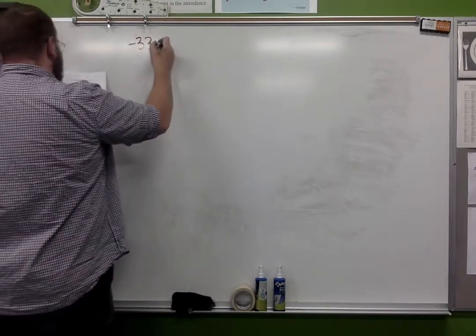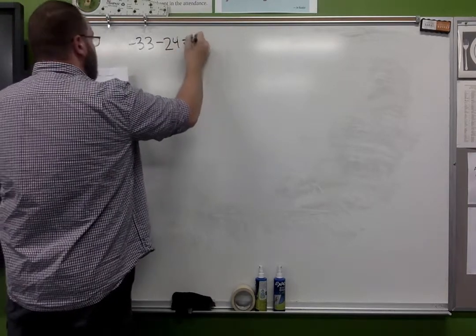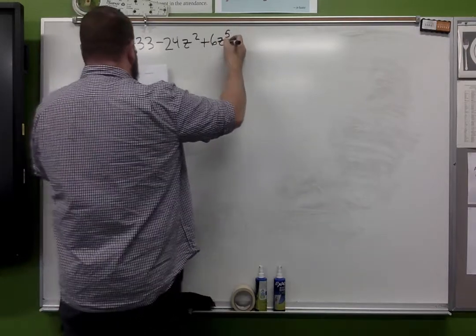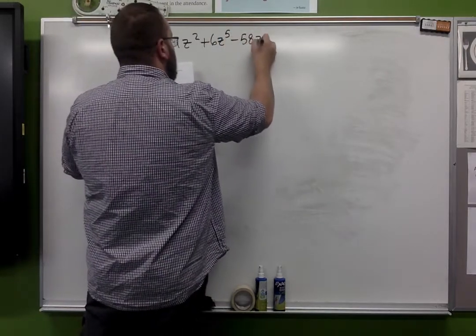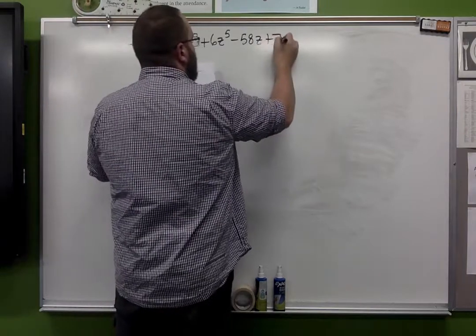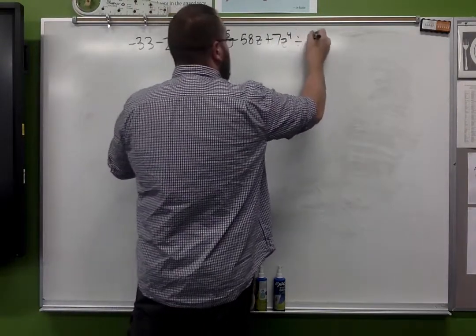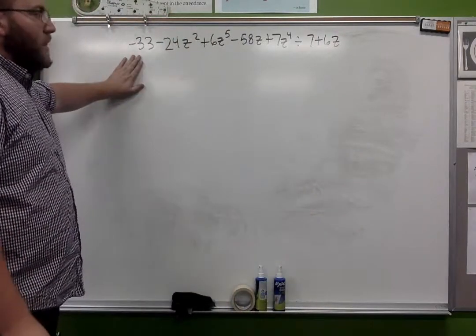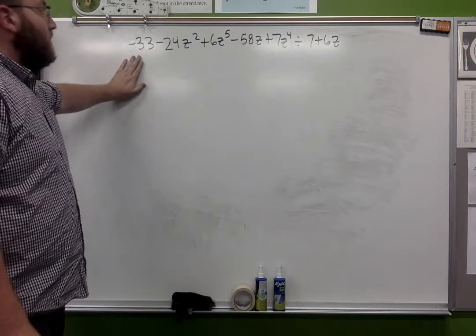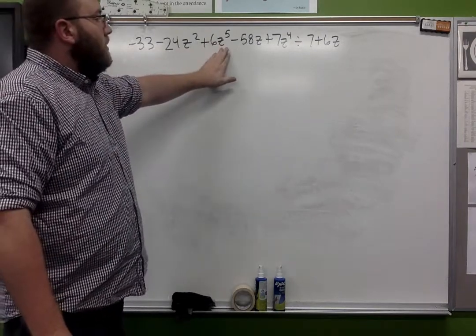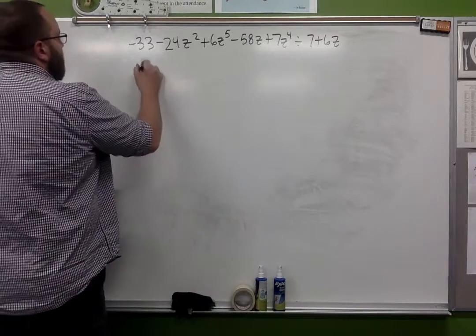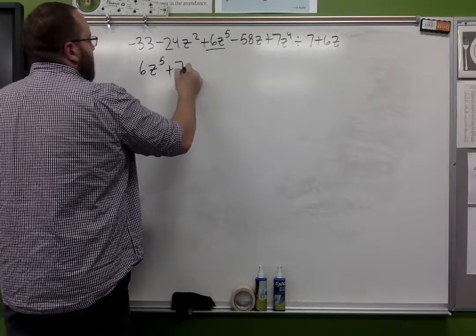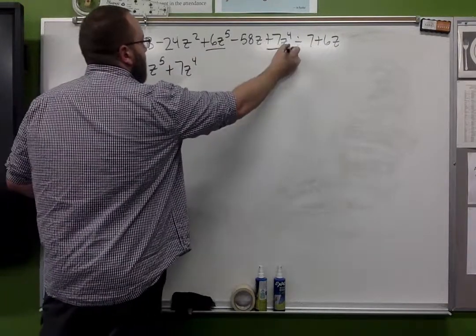Negative 33 minus 24z squared plus 6z to the fifth minus 58z plus 7z to the fourth, divided by 7 plus 6z. First things first, is this in standard form? No. Right? It needs to be written from largest exponent to smallest exponent. So we're going to rewrite 6z to the fifth. Okay, that one's done. Plus 7z to the fourth. Done.